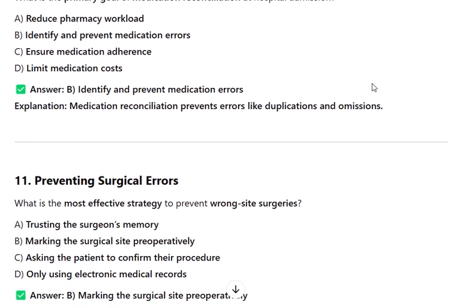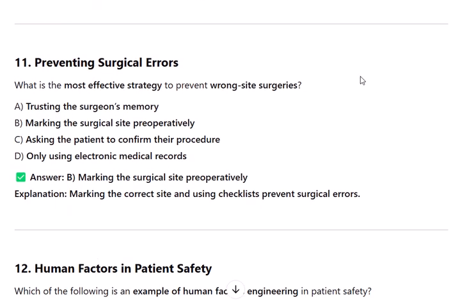11. Preventing surgical errors. What is the most effective strategy to prevent wrong site surgeries? A. Trusting the surgeon's memory. B. Marking the surgical site preoperatively. C. Asking the patient to confirm their procedure. D. Only using electronic medical records. Answer: B. Marking the surgical site preoperatively. Marking the correct site and using checklists prevents surgical errors.